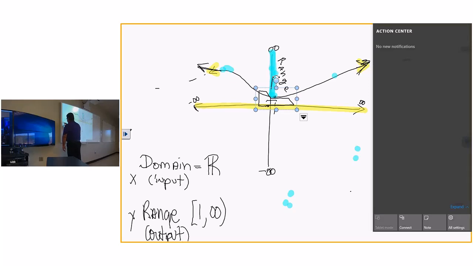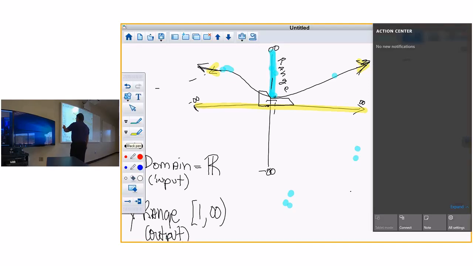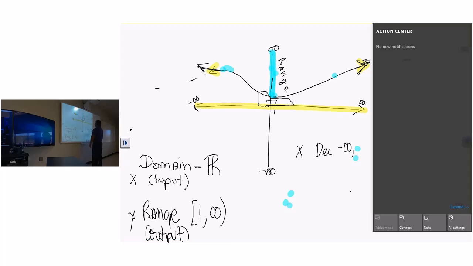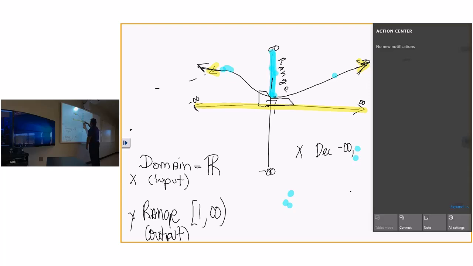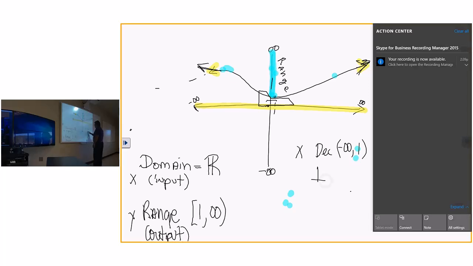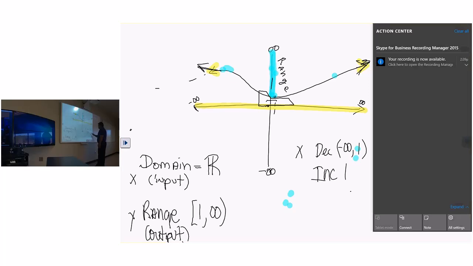And the only thing in terms of the y-axis is the range. Everything else is in terms of the x-axis. So it's decreasing from negative infinity to, and this point right here is 1. And this point right here, I'll fix that in a minute. 1, sorry, I messed up. 1. And it's increasing from 1 to infinity.